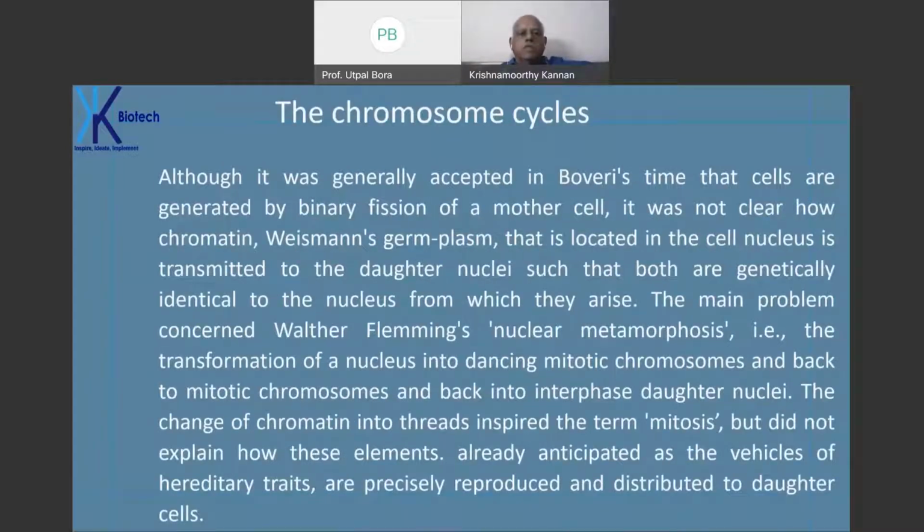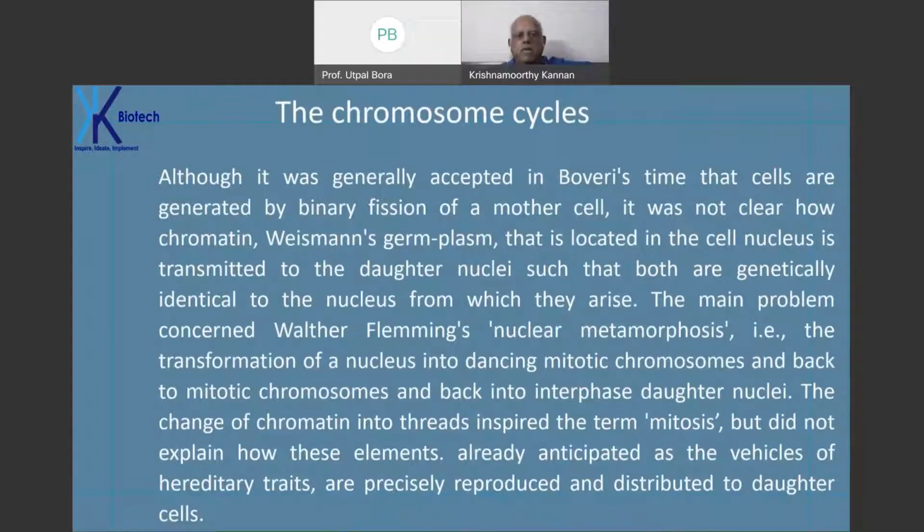So, what is the chromosome cycle? Although it was generally accepted in Boveri's time that cells are generated by binary fission of a mother cell, it was not clear how chromatin, which is what we call it today, we talk about chromatin loosely, but it was originally proposed by Weismann as germplasm, located in the cell nucleus, is transmitted to the daughter nuclei such that both are genetically identical to the nucleus from which they arise.